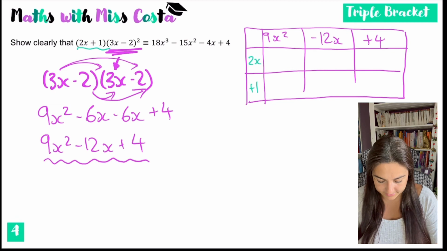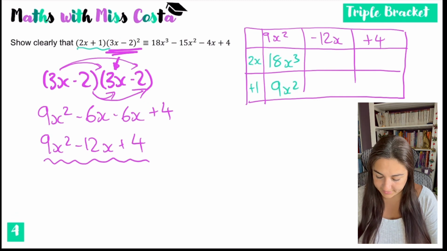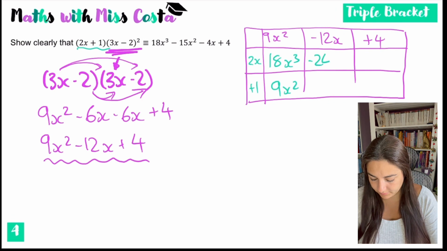So 9x squared times by 2x, that would give you 18x cubed. 9x squared times by 1 is 9x squared. Minus 12 times by 2x is minus 24x squared. Minus 12x times 1 is minus 12x. 4 times 2x is 8x. 4 times 1 is 4.